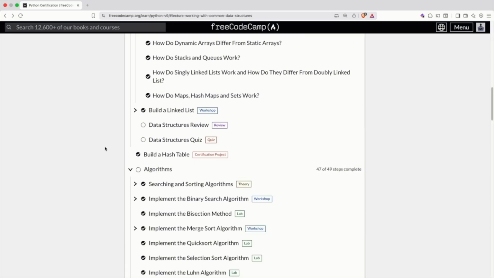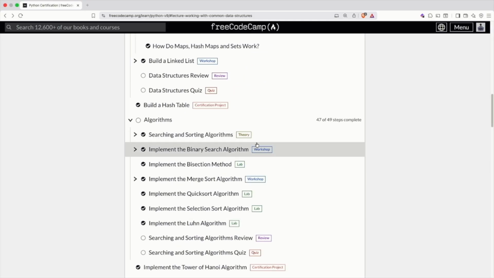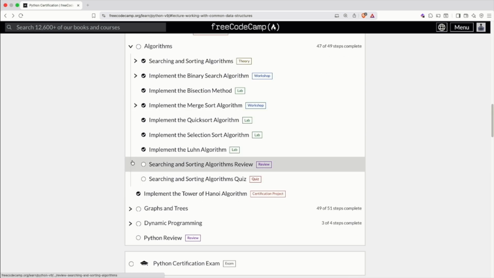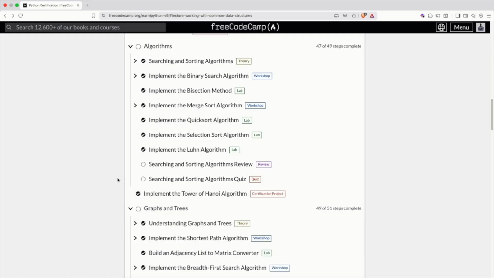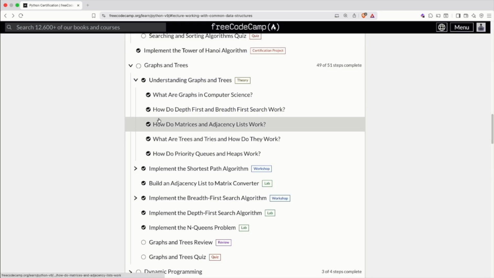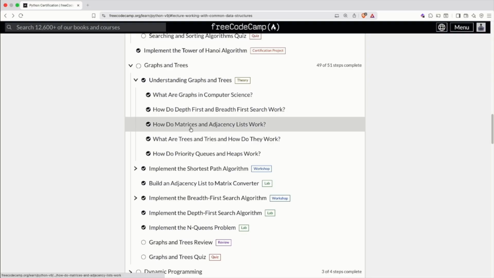And so algorithms, I would say understand binary search. I don't recall any of the other algorithms being covered. And then graphs and trees. So the theory section: what is a graph? How do matrices and adjacency lists work? I had a question about that. Basically, matrices and adjacency list, which is better, in which scenario.